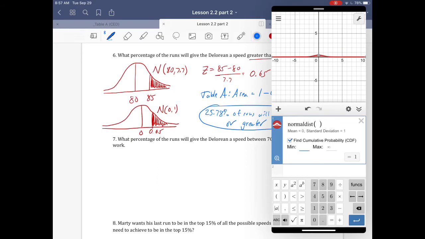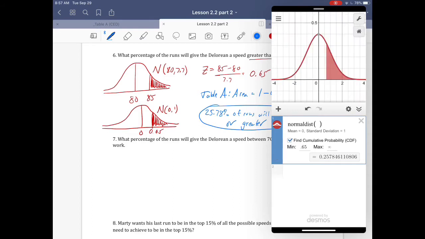Since we're dealing with mean of 0 and standard deviation of 1, we're dealing with the standard normal. So the minimum value is 0.65, our z-score, and our maximum is infinity. If you hit this magnifying glass, this plus, it's actually going to shade it for you. And now notice this number, 0.2578, is pretty familiar. So that's a nice, easy way to do it.